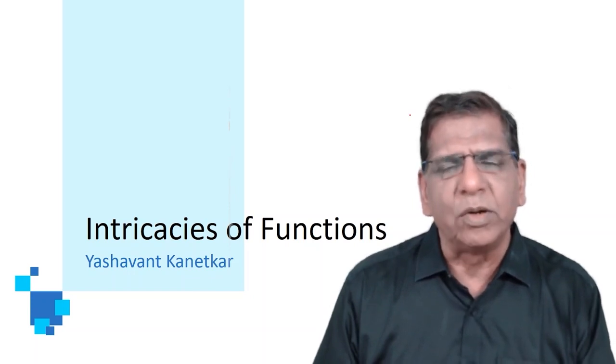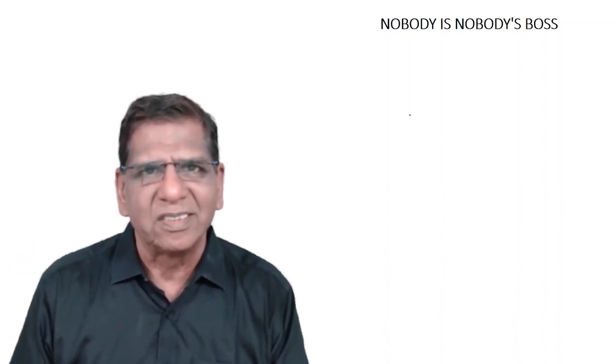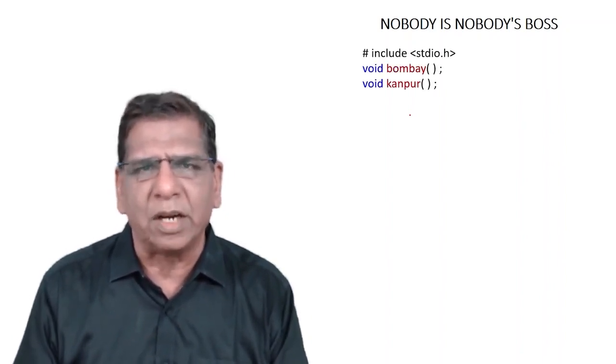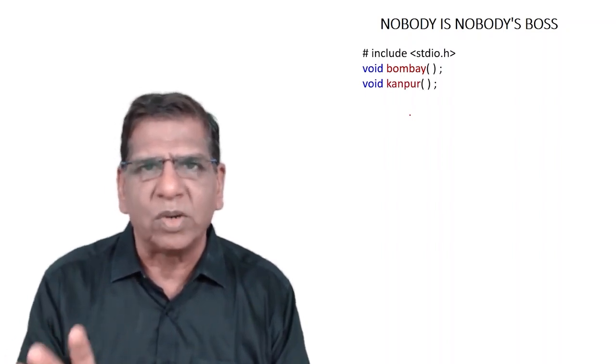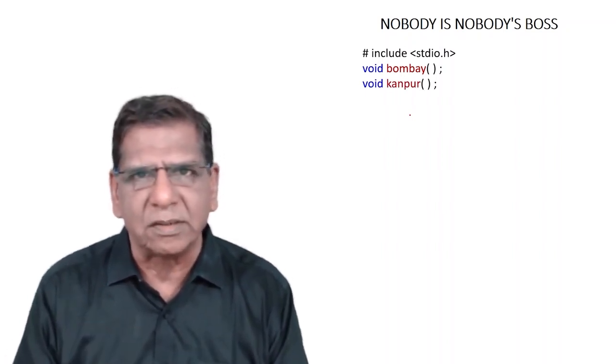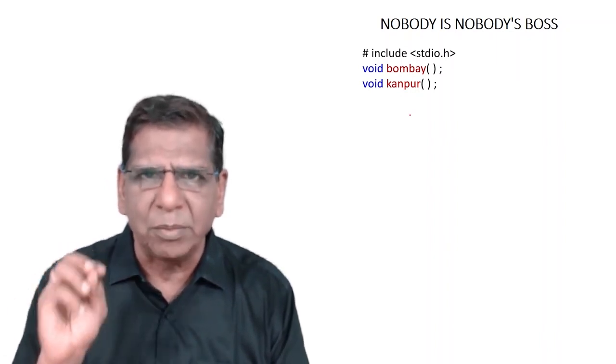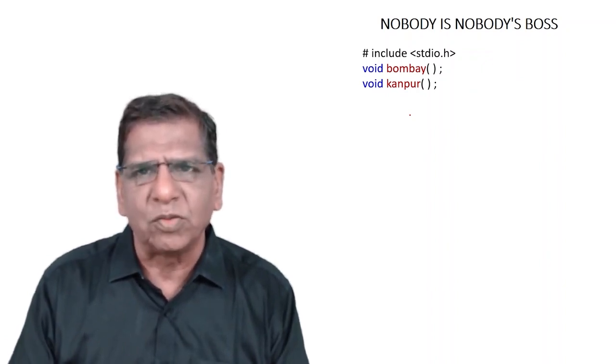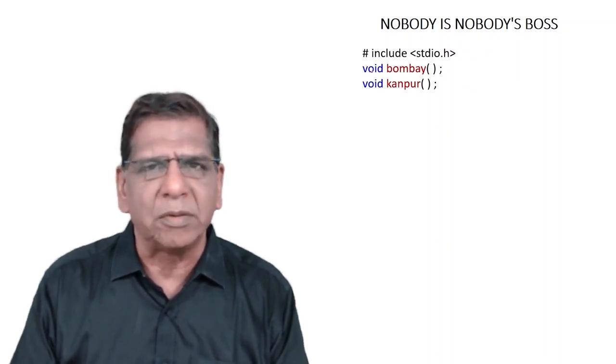First intricacy that I would try to discuss with you is the fact that in C programming, as far as functions are concerned, nobody is nobody's boss. By this what I mean is that if you have a program wherein you first make the declarations of two functions, Bombay and Kanpur, we know that these are known as prototype declarations of functions. Every single function that we make use of in our program, its prototype is necessary, where prototype contains what? Name of the function, any value that you pass to it, and the return type of the function.